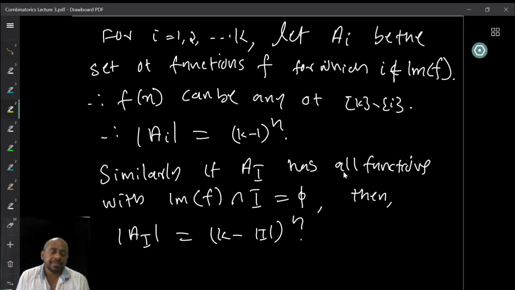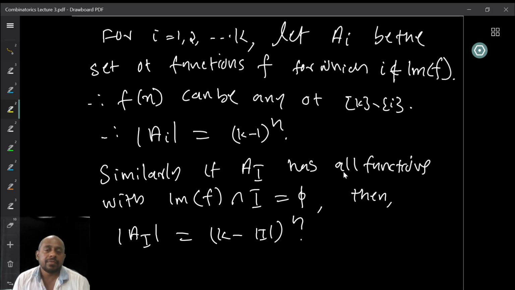Now, f of x can be any of the elements other than i, right? So there are k minus 1 such elements. So therefore, the number of such possible functions which do not map to i, the cardinality of A_i, is k minus 1 whole raised to n. There are k minus 1 elements, so therefore k minus 1 whole raised to n.